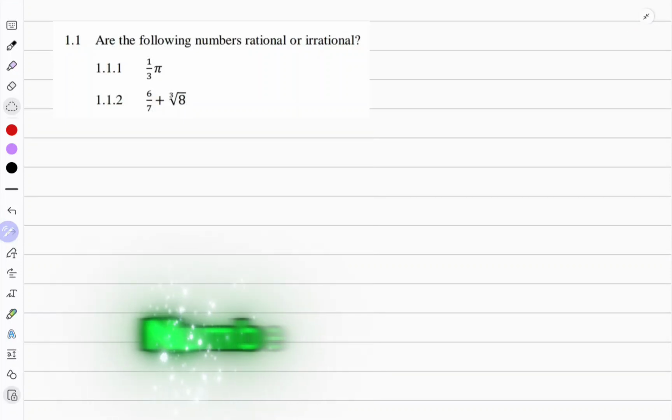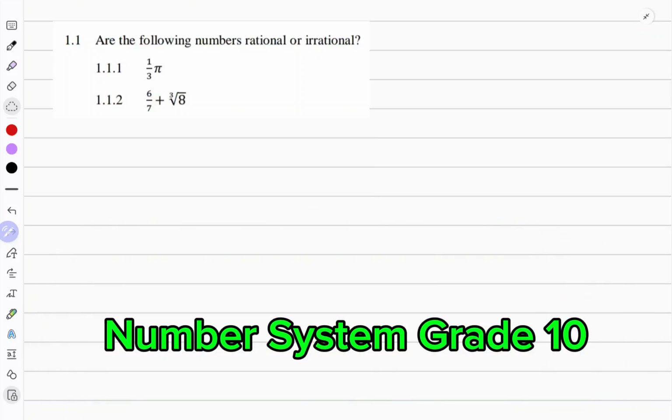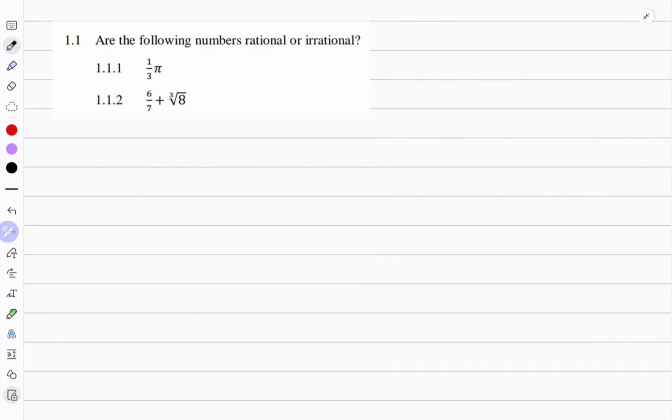In today's video, we're going to do number systems. So let's go through the scenario together. It says here, are the following numbers rational or irrational? Now let's first define what rational and irrational numbers are.